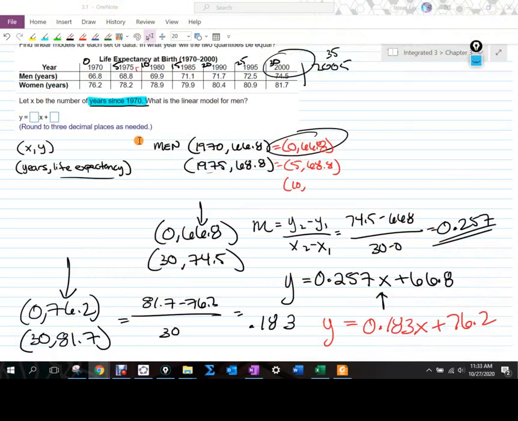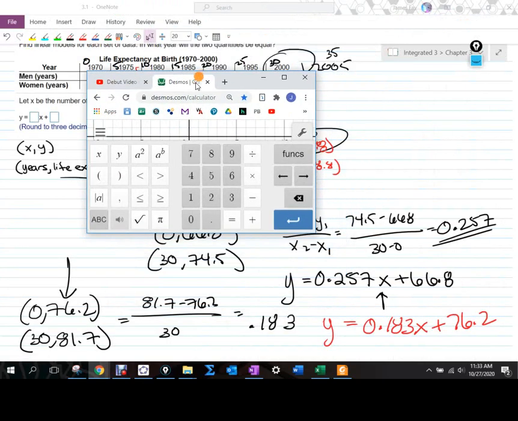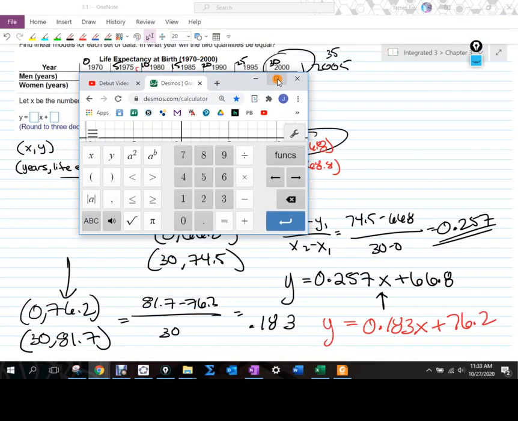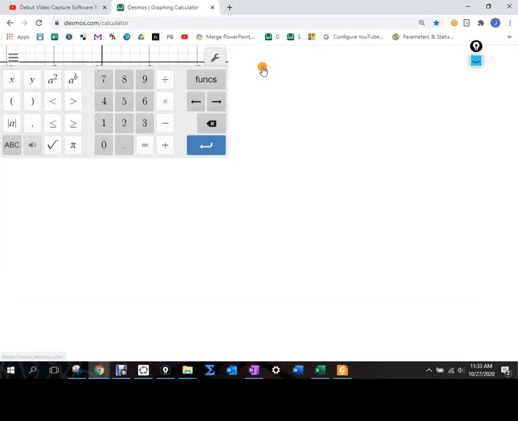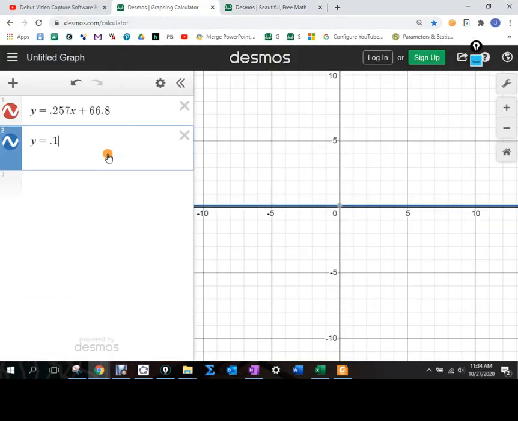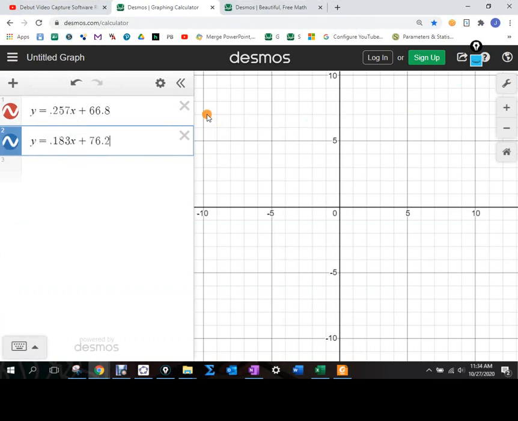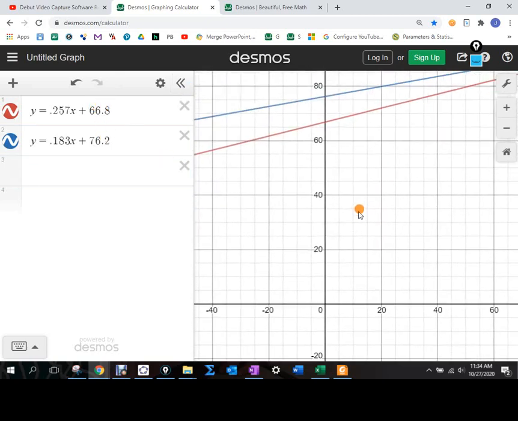Okay, so we're going to jump into Desmos and let that find the answer for us. Well, hold on. So I'll type this: y equals 0.257x plus 66.8, and then y equals 0.183x plus 76.2. Okay. So now, obviously, because my y-intercepts are up in the 60s and 70s, I'm going to zoom out to get my two lines.